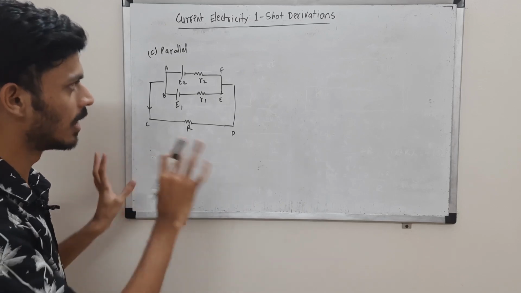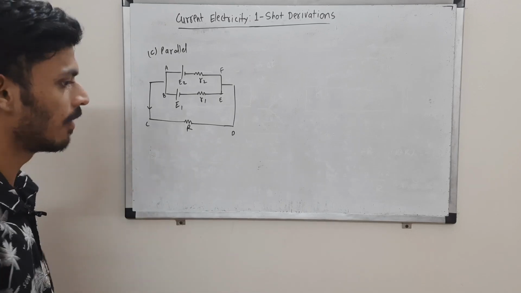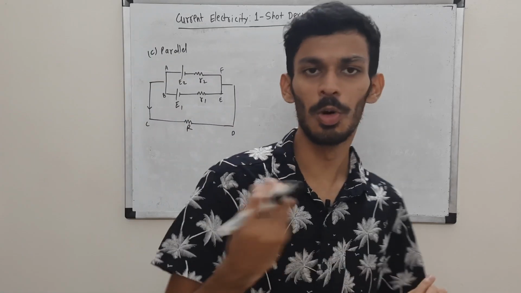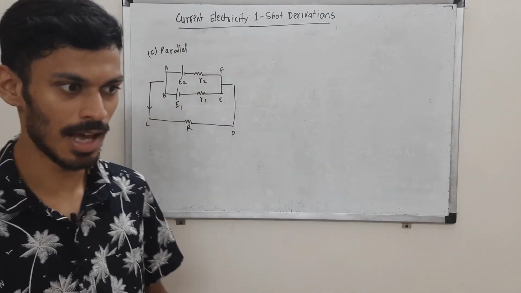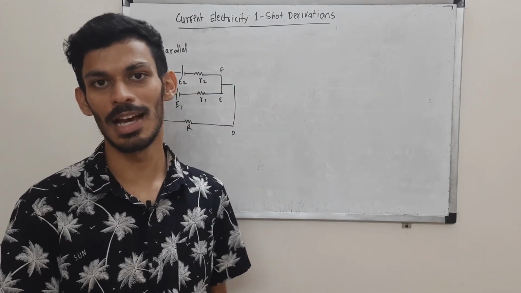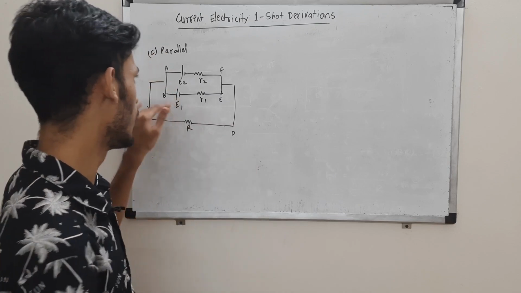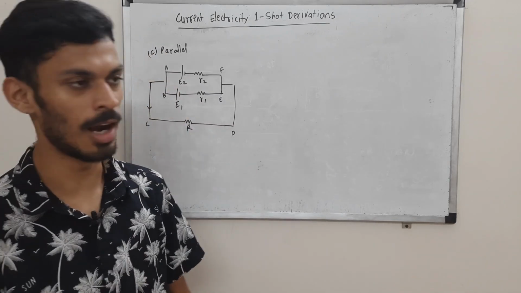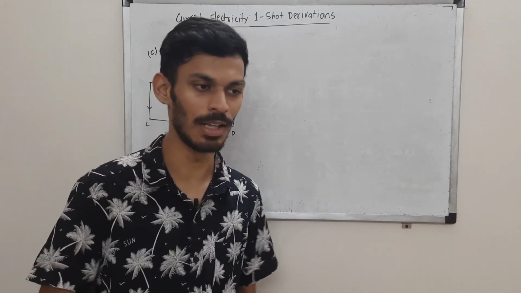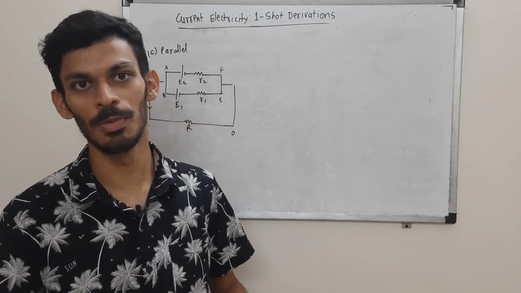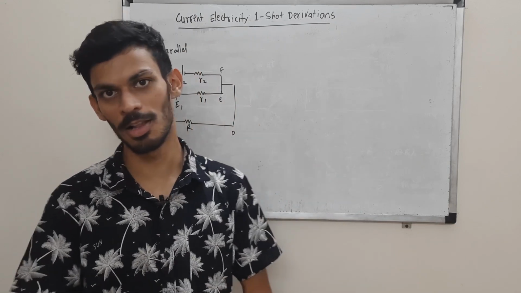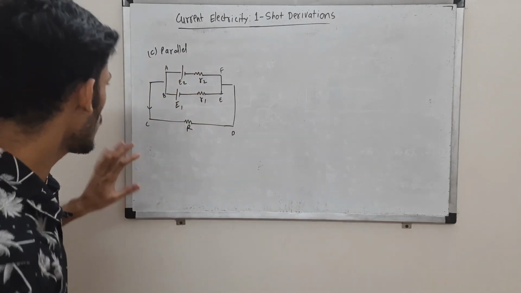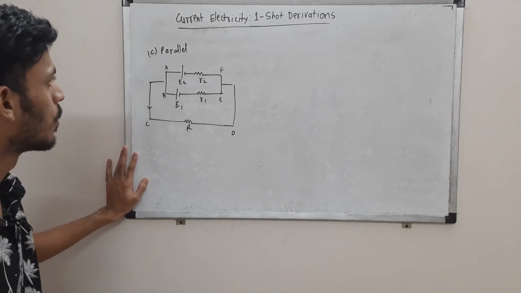We'll discuss this in a general way, and finally you can go to the specific case where the two cells are identical. You can put E1 equal to E2 and R1 equal to R2 in the final result, and you can obtain the relations for two identical cells in parallel combination. So how are we going to proceed with this?